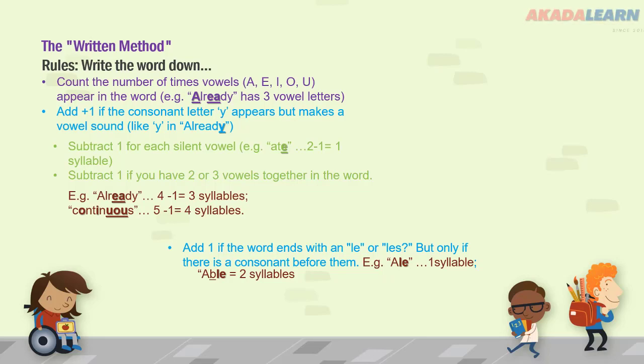Did you notice that in the word ate, even though there is an E at the end of the word, you don't say "ate-ee", you just say ate, because the E at the end of the word does not make a sound. So you minus 1, and if you're left with 1, that means the word ate has only one syllable. Even though there are 2 vowels in the word ate, because we are minusing 1 and we are left with the number 1, therefore we have only 1 syllable in the word ate.